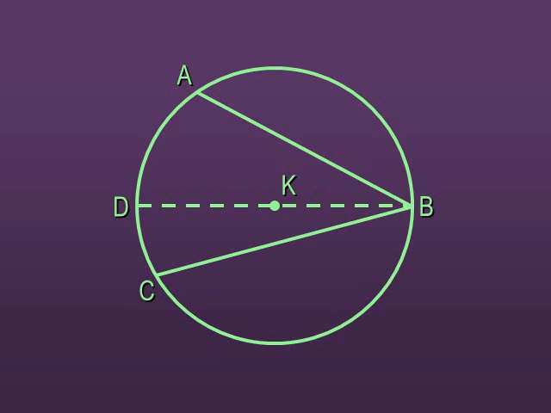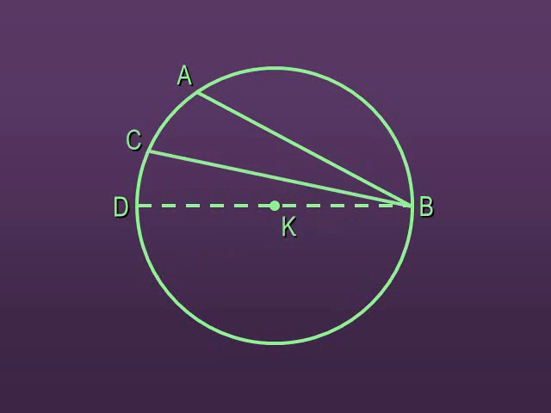The second case is where the center is inside, or in the interior of angle ABC. So ABC is the inscribed angle, and the center is on the interior. And then we have the opposite, where the inscribed angle ABC does not include the center. The center is on the exterior of the inscribed angle.